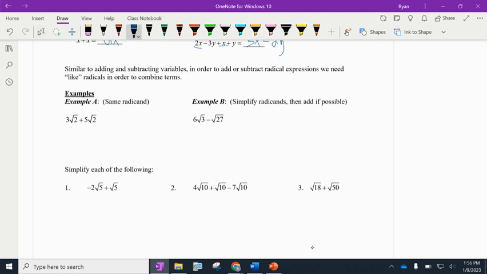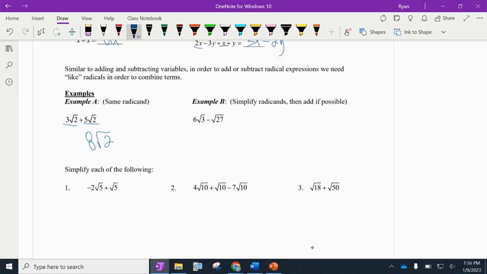So when we apply that same principle to radicals, that's with the little square roots on them, we have to make sure that the number underneath the radical is the same. So as we're adding this one, 3 square root of 2 plus 5 square root of 2, we're going to have a total of 8 square root of 2's. We add the coefficients and we keep that radical the same. All right, that's as simple as it can get. Keep the radical part the same and add the coefficients.